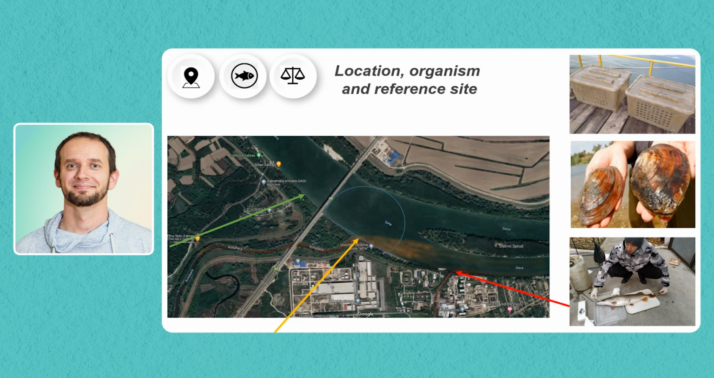So if you're doing active monitoring, and if you expose your cages here, you can be quite sure that when you're doing analysis in your organisms, you're actually detecting the impact of the wastewaters of Obrenovac. If you expose cages here, then you can have the reference site for your research. Or if you go further downstream, then you know that you have detected the impact of these industrial waters as well.